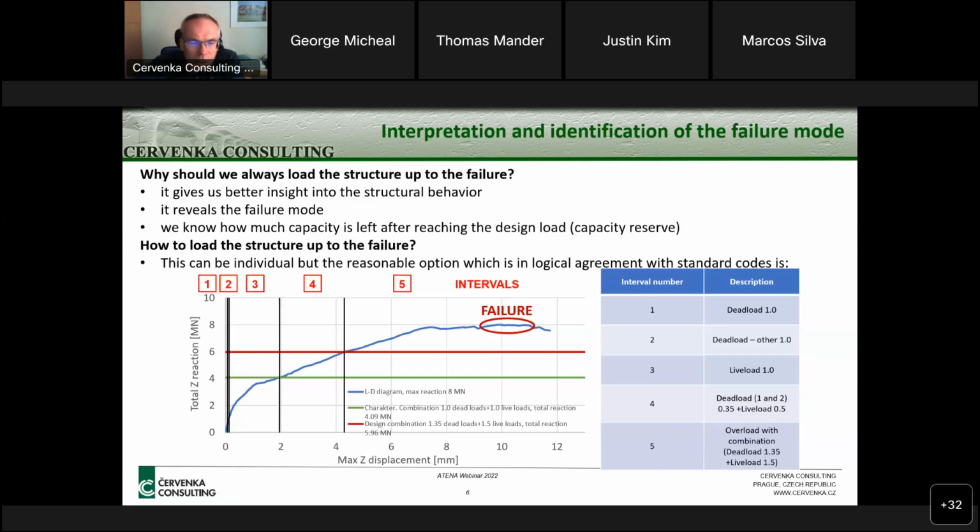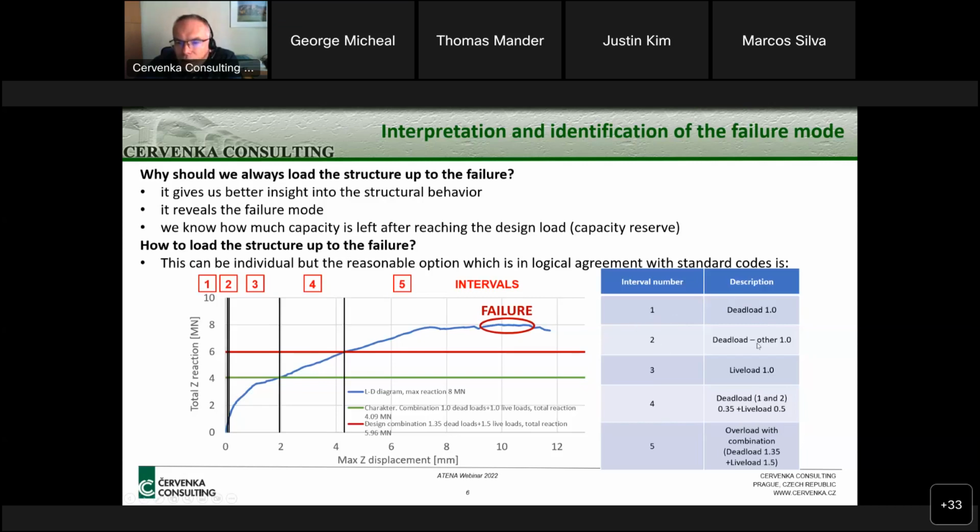But what we typically recommend is not to load directly by all loads, but to first try to apply loads in some representative way. Typically, what we first have is the dead loads. So we first apply the dead loads with the multiplier 1.